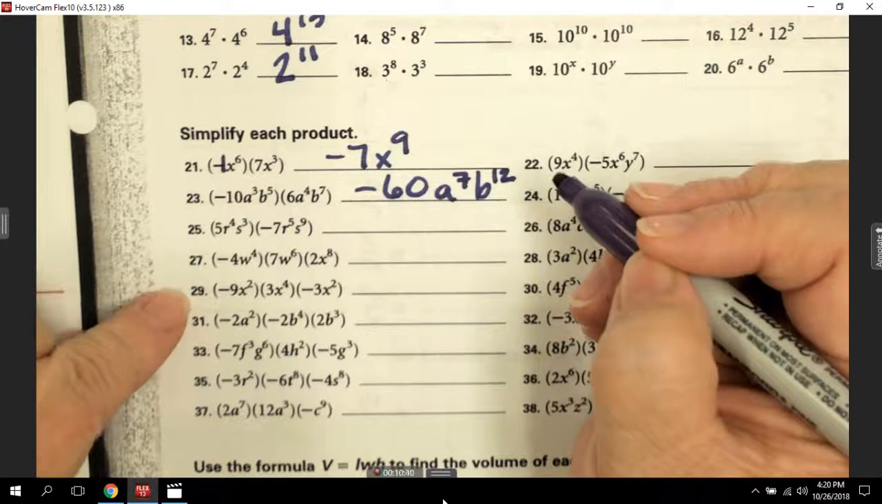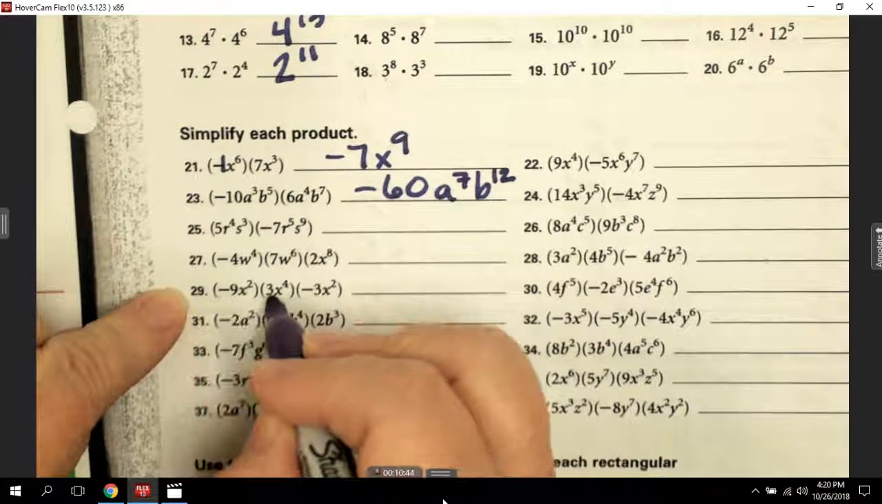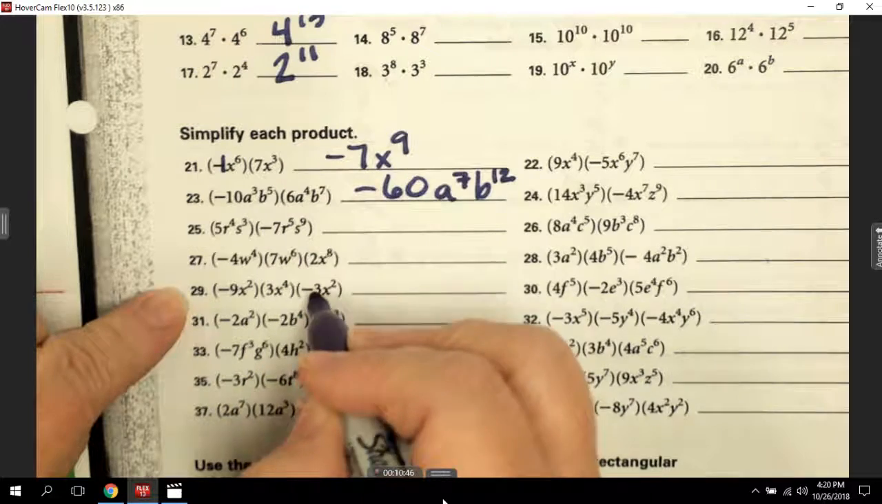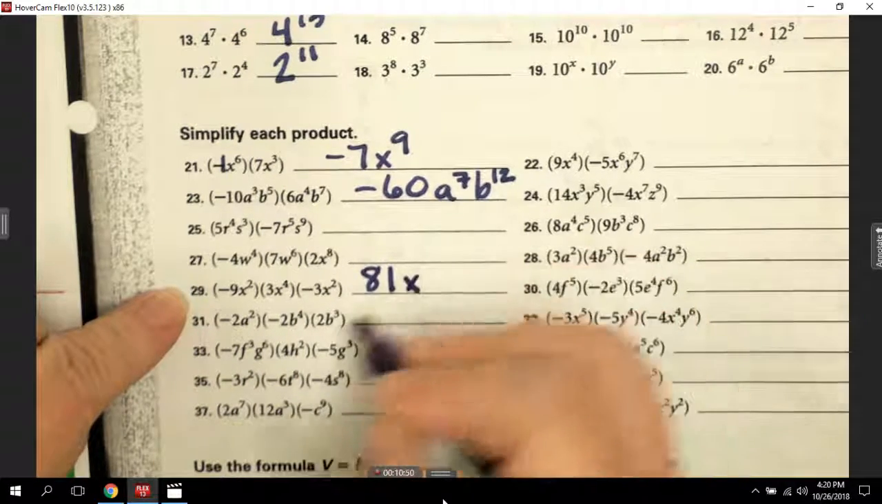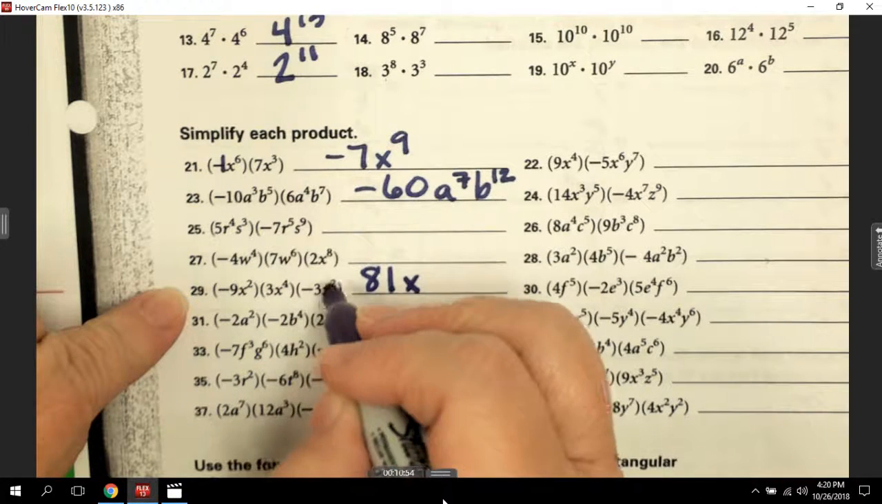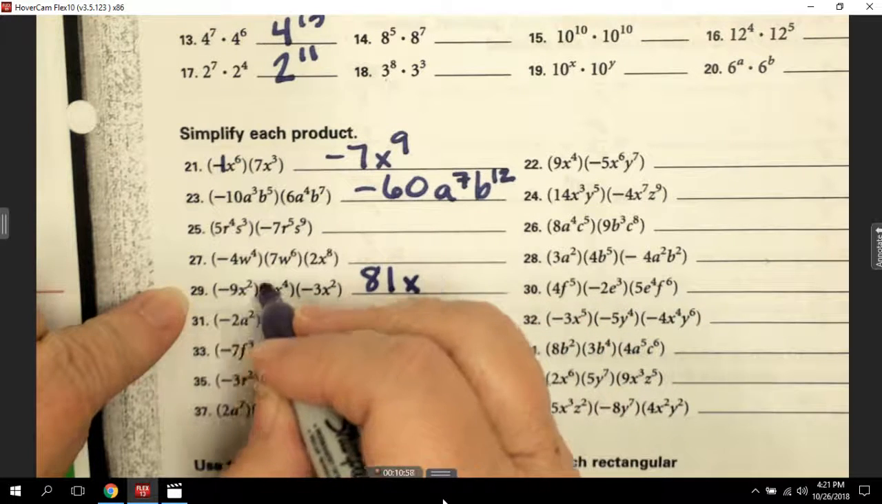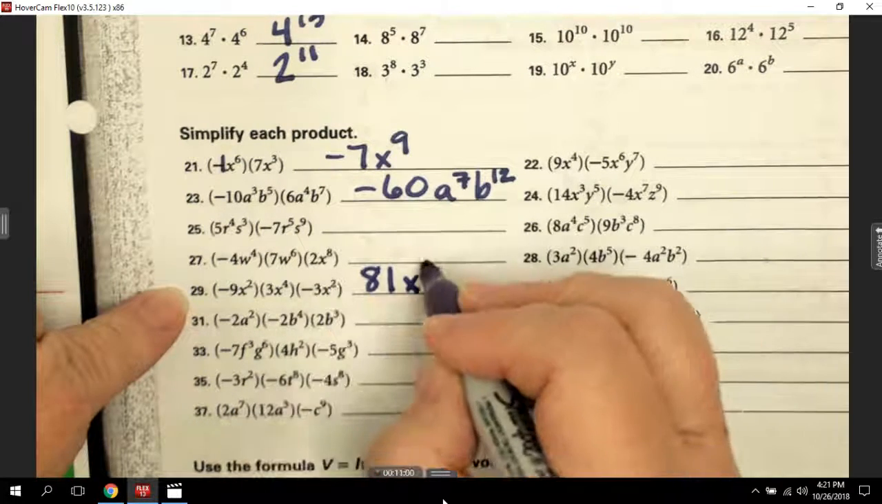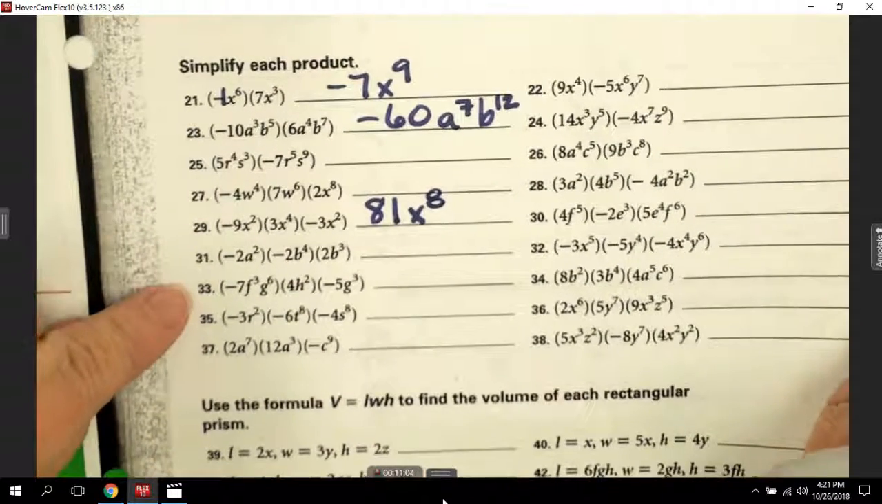Let's skip down to number 29. Negative 9 times 3 times negative 3 is going to be positive 81. X to the 2nd times x to the 4th times x to the 2nd. We're going to add the exponents. 2 plus 4 plus 2 is 8. Let's try a couple more.